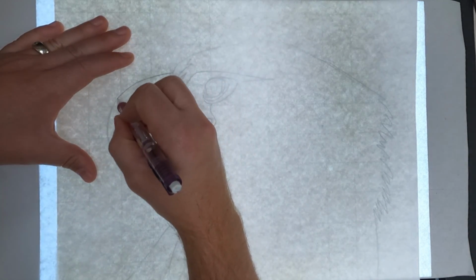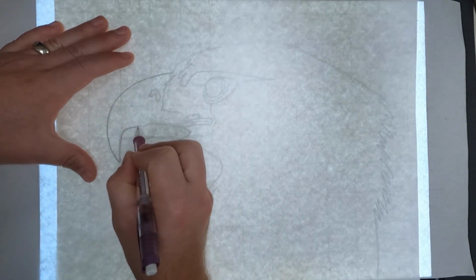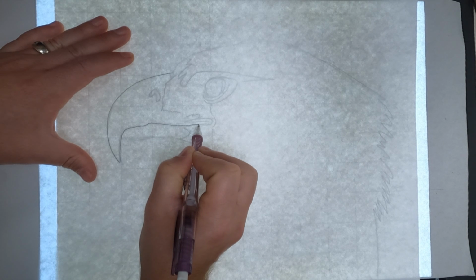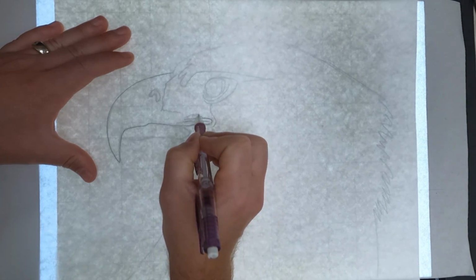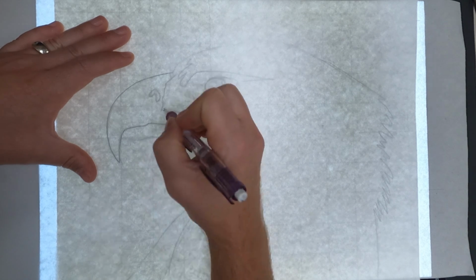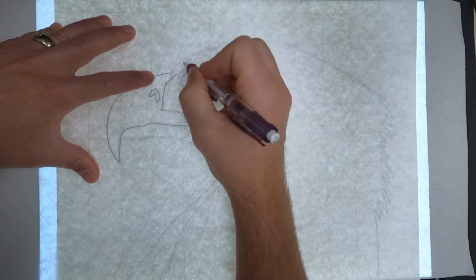When tracing, you want to trace as light as possible. The reason being is because we don't want your pencil line to show through the oil pastel.